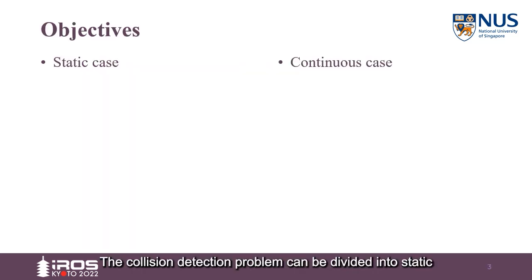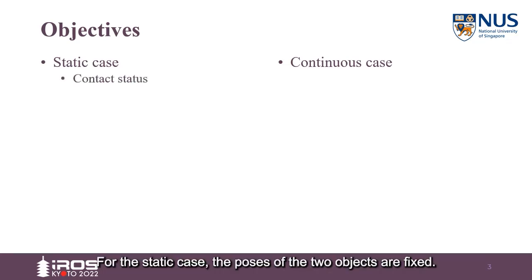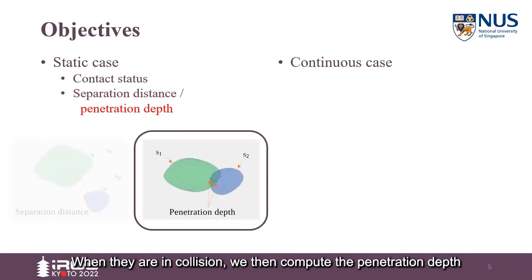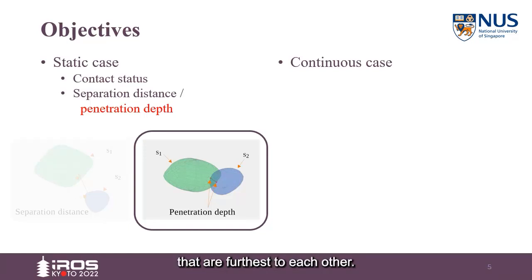The collision detection problems can be divided into static and continuous cases, and this work considers both. For the static case, the poses of the two objects are fixed. At first, we need to know the collision status. When they are separated, the separation distance is further computed, and the closest points on the surface of the two objects are obtained. When they are in collision, we then compute the penetration depth and the corresponding surface points within the contact region that are furthest from each other.